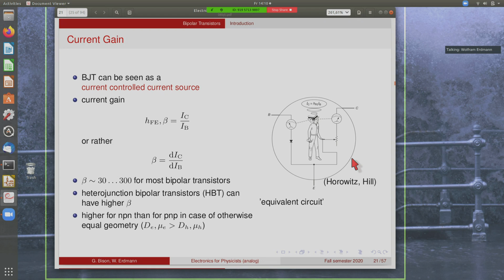So in this active region, you can think of your transistor as a diode where the current flows in here, and there's a man inside the transistor which checks this current and makes sure that through the other terminal a multiple, hFE or beta, flows.